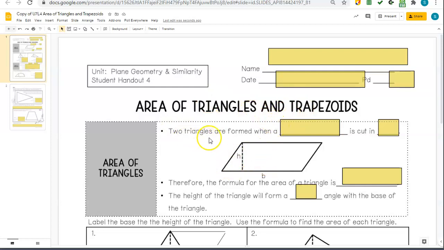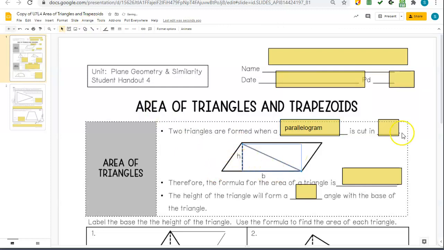So the first thing we want to look at is when two triangles are formed. What shape is this? Pause for a moment, think about this shape, and tell me the name. Either say it out loud, or if the question pops up, answer the question. What is this shape? Hopefully you got it right. It was a parallelogram.